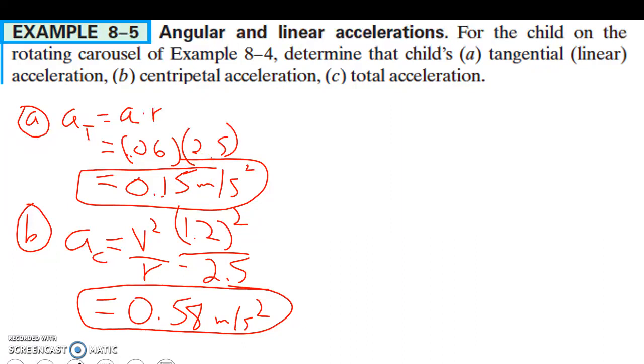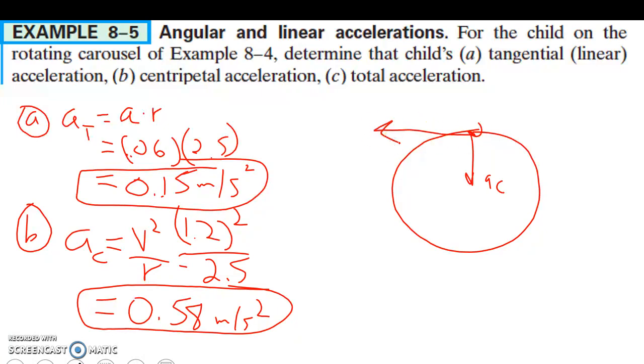So let's draw a little picture here of this object going in a circle. I know that centripetal is this way, so I'm accelerating 0.58 meters per second squared inward. This way I'm accelerating tangentially 0.15 meters per second squared. To find the actual acceleration we feel, we've got to find the total acceleration. We just make a nice right triangle and we solve for the hypotenuse.